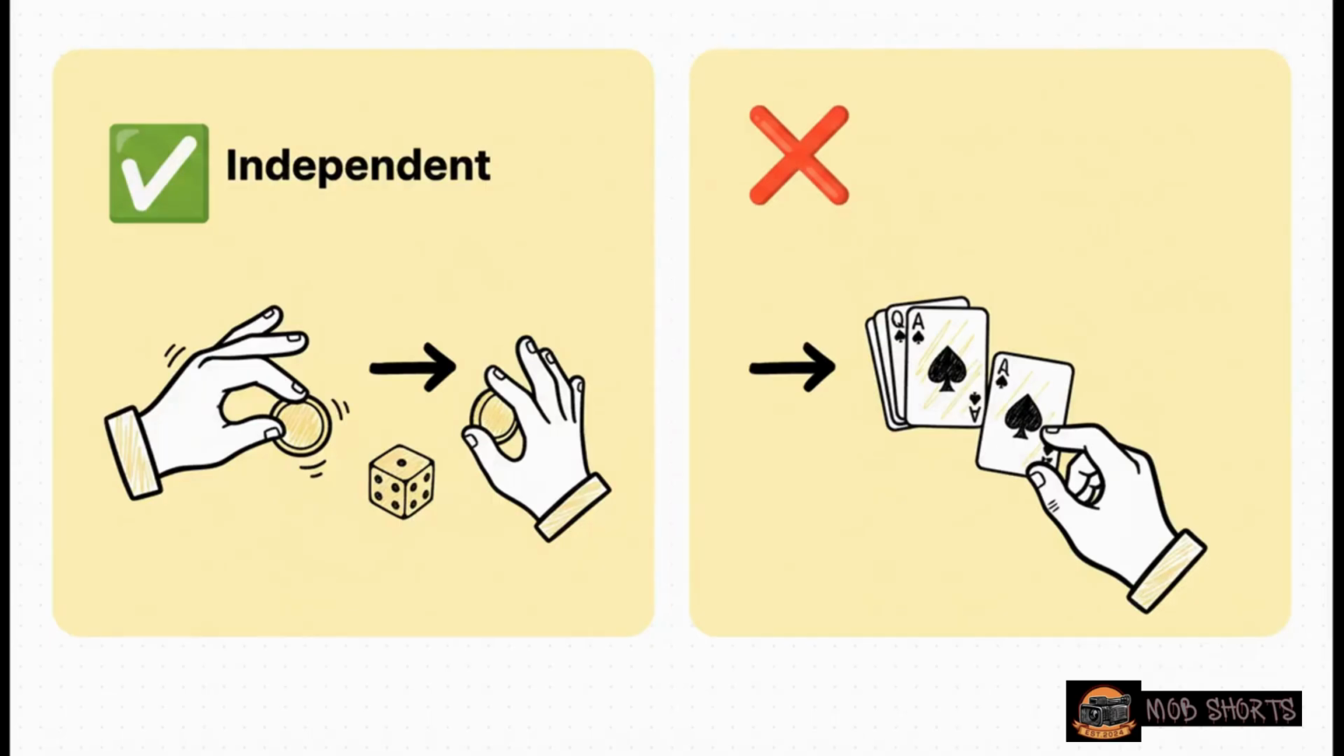Okay, but here's the catch. This is a big one. That simple multiplication only works if the events are independent. That just means the outcome of the first event doesn't mess with the outcome of the second one. Think about flipping a coin twice. The first flip has zero effect on the second. But what if they're dependent, like drawing 2 cards from a deck without putting the first one back? See, the first draw completely changes the odds for the second draw. So you've always got to ask yourself, does the first event change the game for the second?